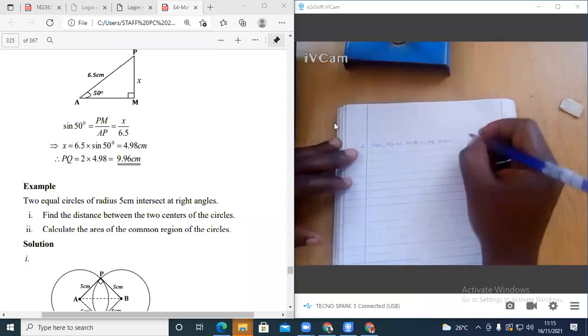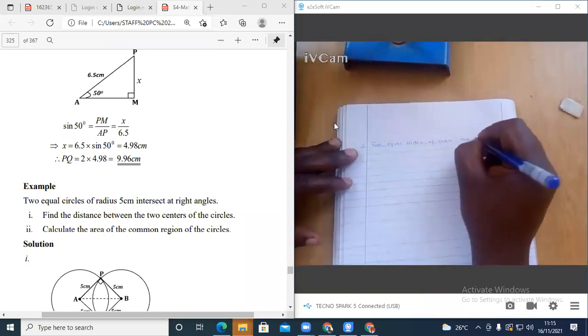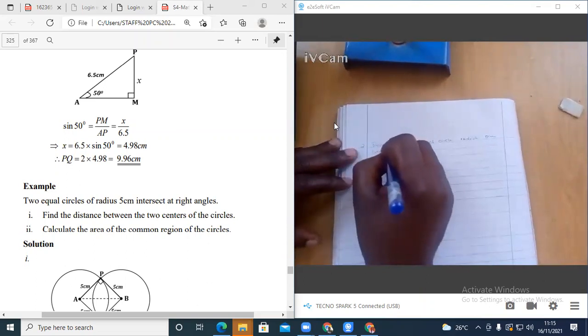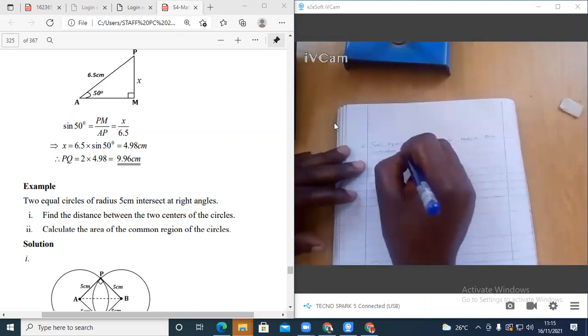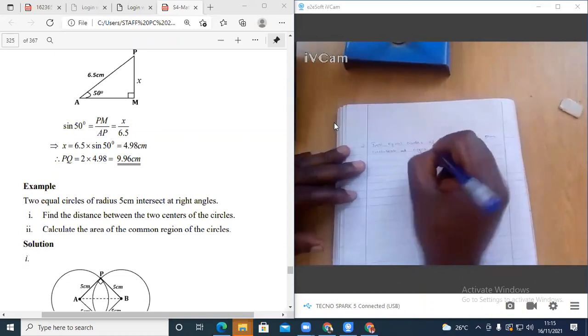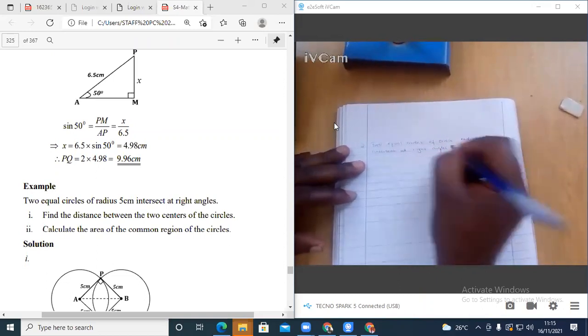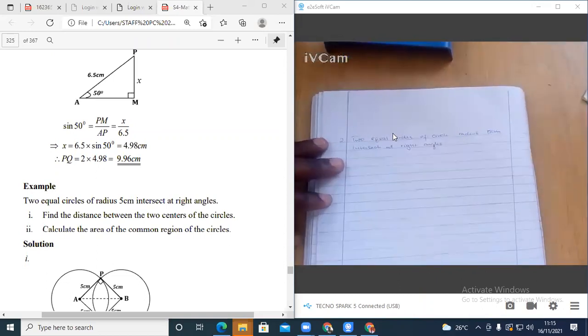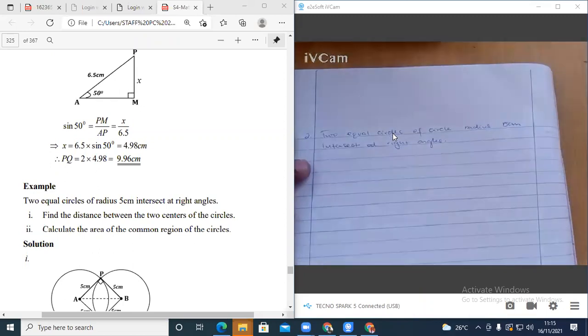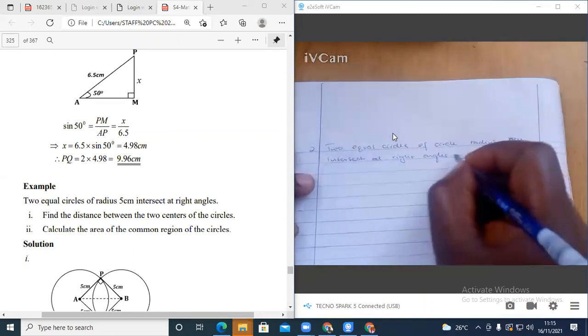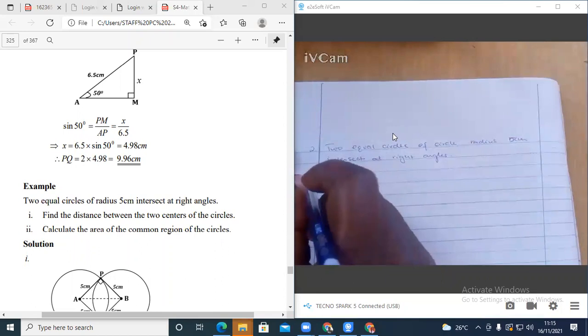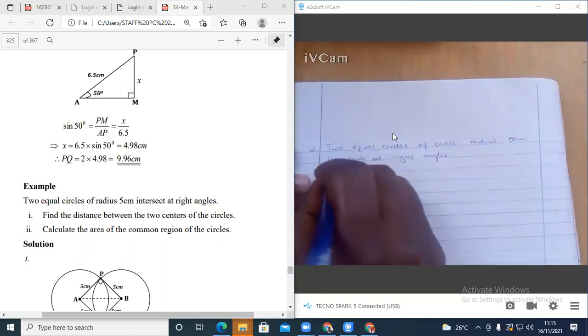Two circles of radius 5 centimeters intersect at right angles. Okay. They are saying part Roman number 1, find the distance between the two centers of the circle.